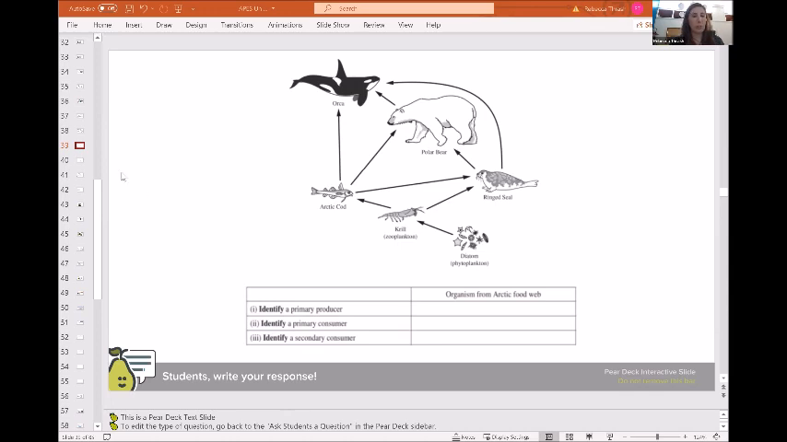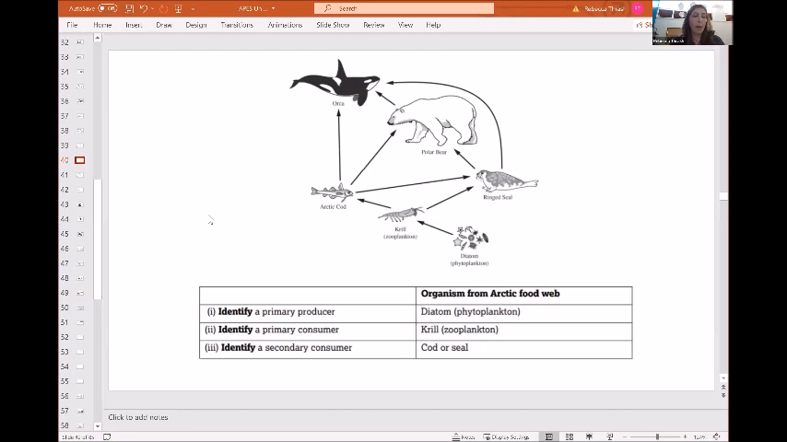So let's see what you would have gotten points for here. The primary producer, definitely the diatoms here. They're photosynthetic, that's why they're called phytoplankton, and they provide the basis for this food web and all of the chains within it in this Arctic ecosystem. So the primary consumer, that's the krill or the zooplankton. And then for a secondary consumer, you could have said cod or the seal. So that's this and this.